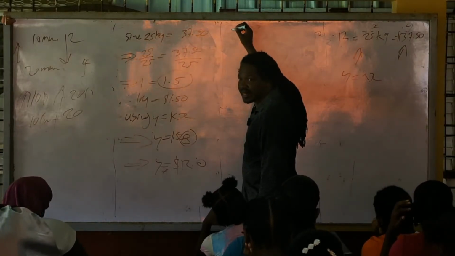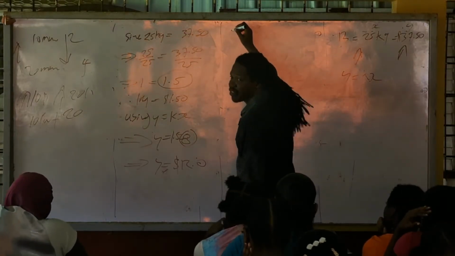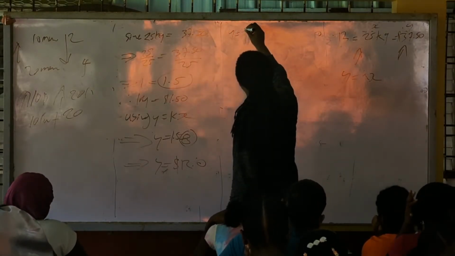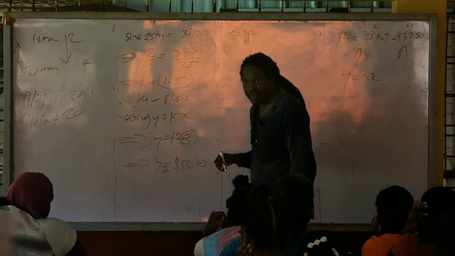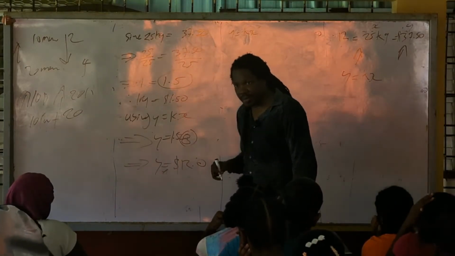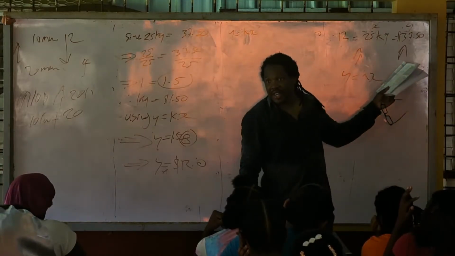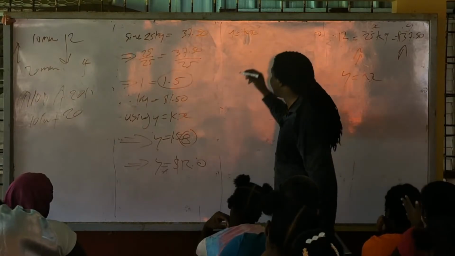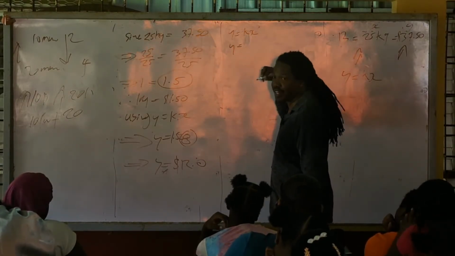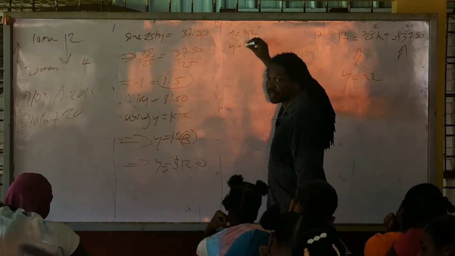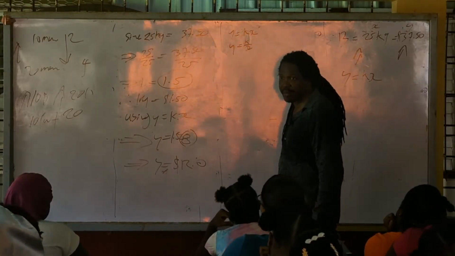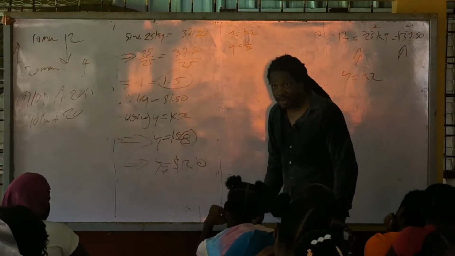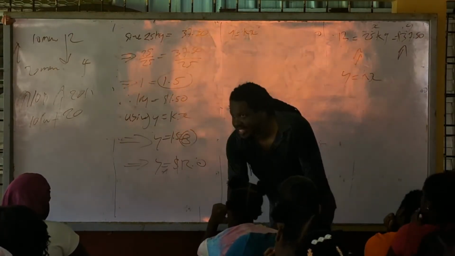The constant of proportionality gives me a result. y equals kx. Do you agree? Why do you agree? Because the two arrows went in the same direction. It was a direct proportionality. If it was an indirect proportionality, the relationship would have been y equals k over x. So y equals kx gave me this.